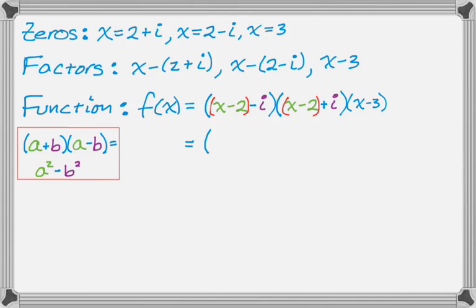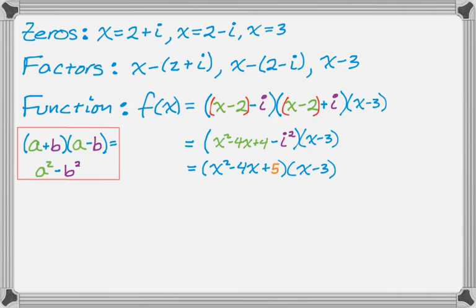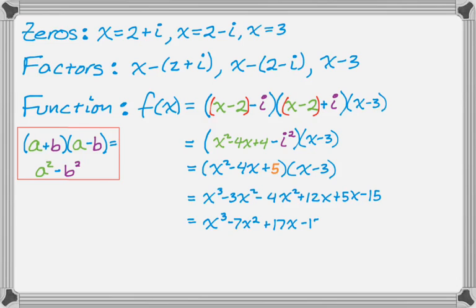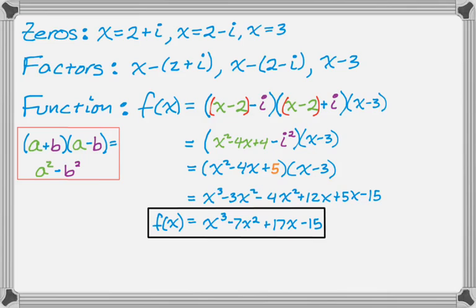And let's expand this. I'm throwing parentheses around that, and I'm going to square that. So x minus 2 squared is x squared, and then minus 4x, and then plus 4. And then minus i squared, and then all that times the quantity x minus 3. Keep going. Remember, i squared is negative 1. So it becomes x squared minus 4x plus 5 times the quantity x minus 3. Now I'm going to use the distributive property: x squared times everything, negative 4x times everything, and then positive 5 times everything. And then just collect like terms. So I get x cubed minus 7x squared plus 17x minus 15. That's my function, f of x.